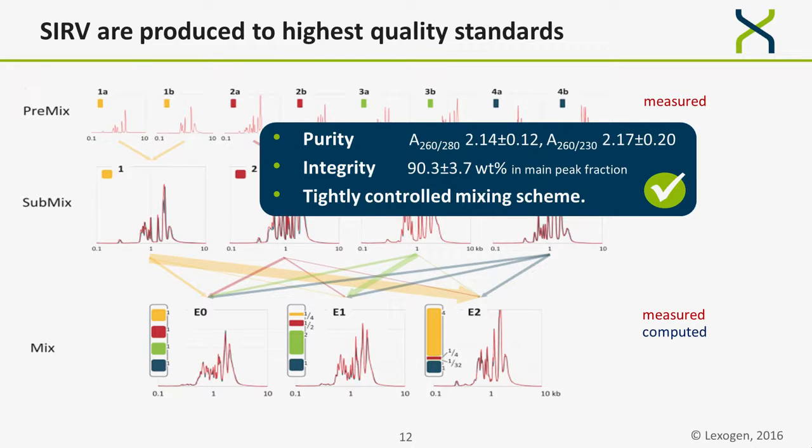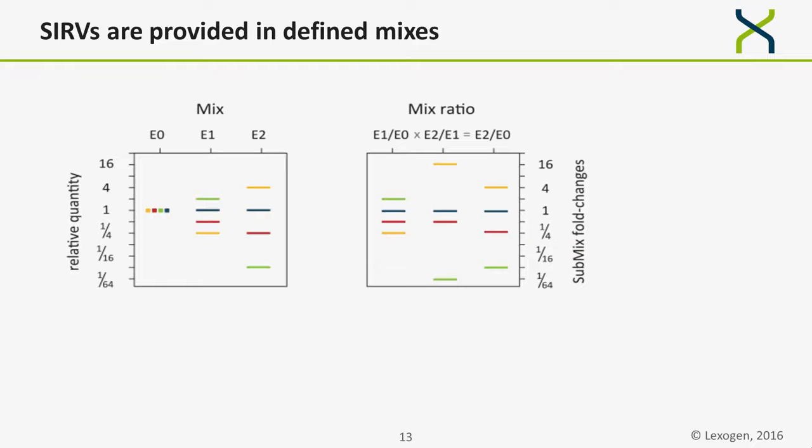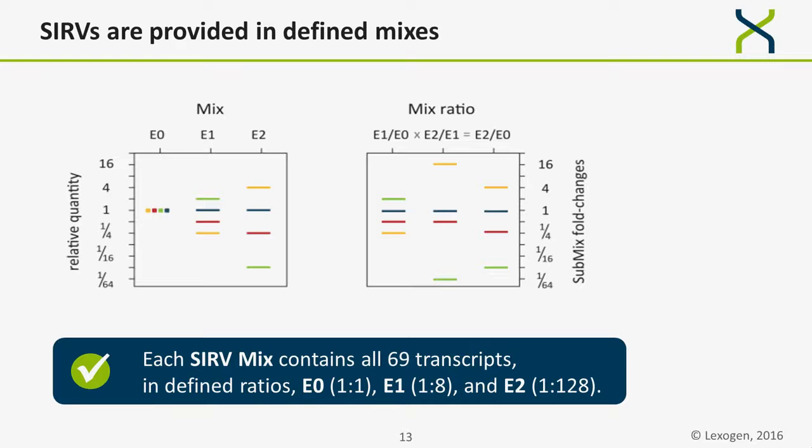which we then mix in a tightly controlled mixing scheme to produce different mixes. Our standard mix set, what we sell, contains 3 different mixtures. My favorite one, the first one, E0. All concentrations are equal. It allows for the easiest possible evaluation of the data. But we also have different mixtures in this set, which are spread in the concentration ratios within a mixture and between, to derive values for your precision in calculating differential expression. So all the mixes always have all transcript variants in.